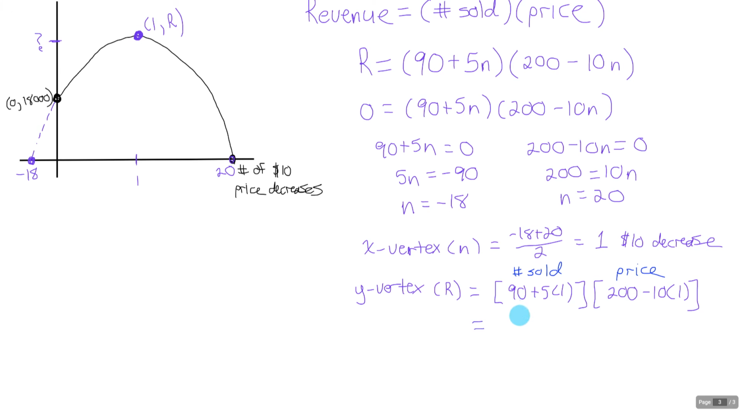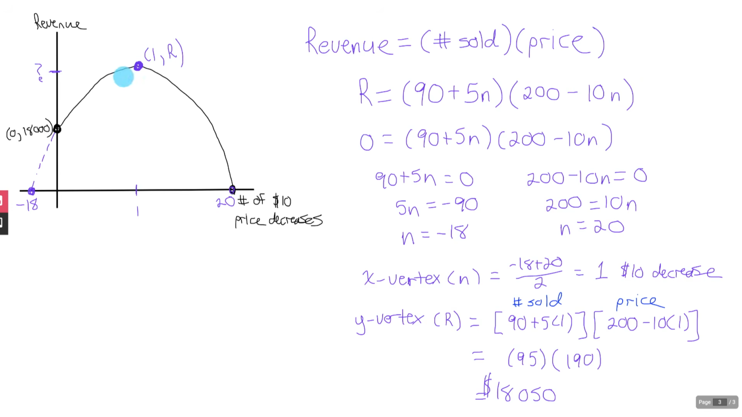If I simplify the factor for number sold, 90 plus 5 is 95. That means they would sell 95 jackets. And each jacket, how much would it cost? If I decrease the price by $10 once, it brings the price to $190. So if the jackets cost $190, 95 people will buy them. And that's going to generate a maximum revenue of $18,050. So in the diagram, I now know the y-coordinate of the vertex is 18,050.